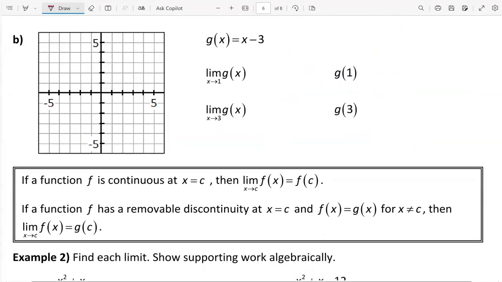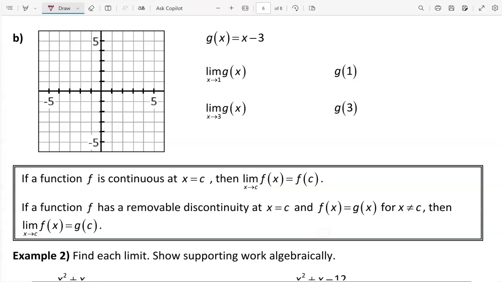Let's take a look at b. G of x is equal to x minus 3. So g of x is equal to x minus 3 is a line with a y-intercept of negative 3 and a slope of 1. There are no removable discontinuities. For this graph, which is almost exactly like the previous graph, the limit as x approaches 1 of g of x is equal to negative 2. G of 1 is also equal to negative 2.